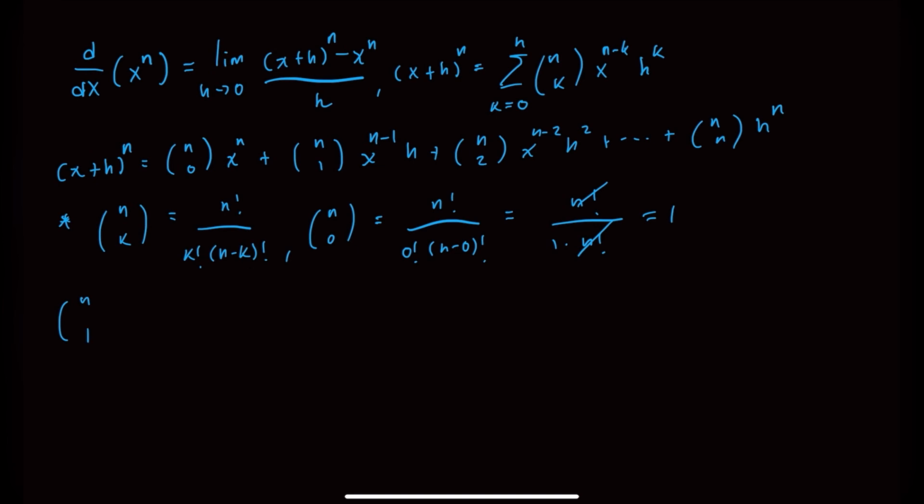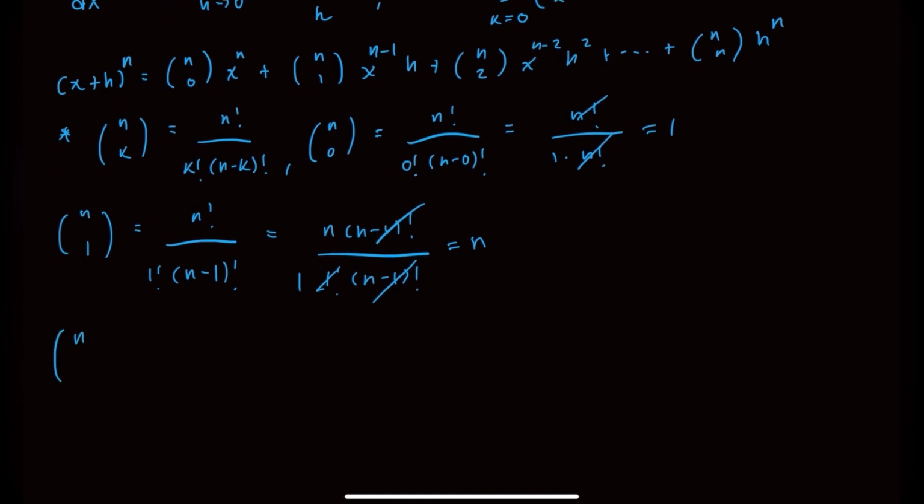For n choose 1, you have n factorial over 1 factorial times (n minus 1) factorial. And we can rewrite n factorial as n times (n minus 1) factorial. And 1 factorial is 1, and these cancel, so we're left with n.